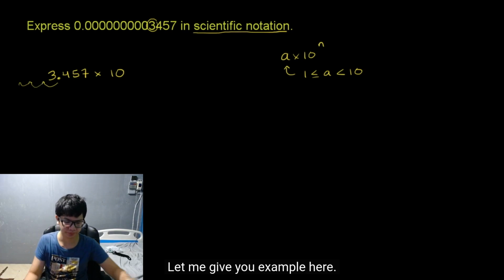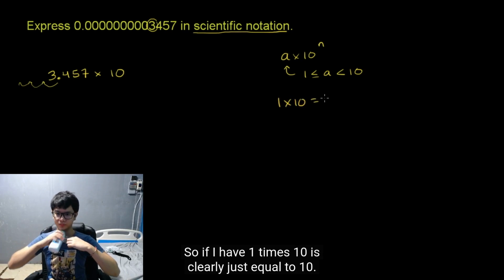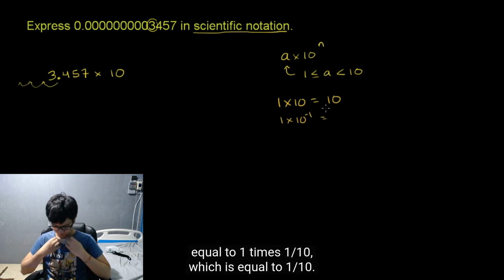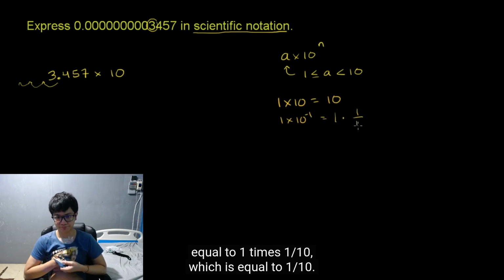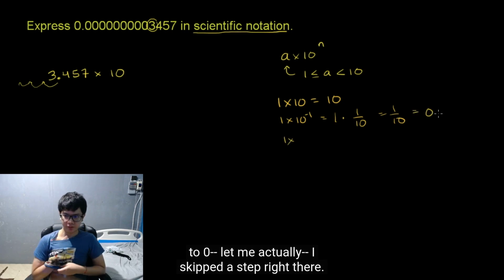Let me give you an example here. 1 times 10 is clearly just equal to 10. 1 times 10 to the negative 1 is equal to 1 times 1 over 10, which is equal to 1 over 10. 1 times, let me actually write a decimal, which is equal to 0, which is equal to, I skipped a step right there.